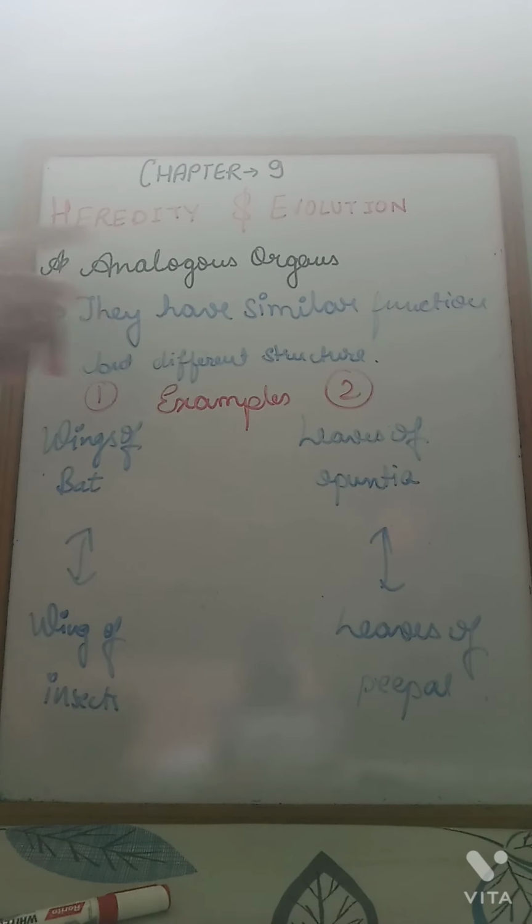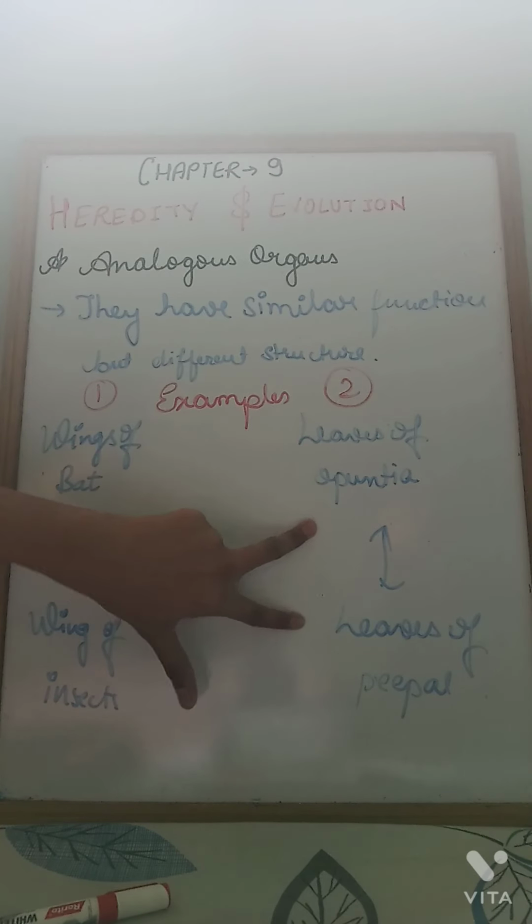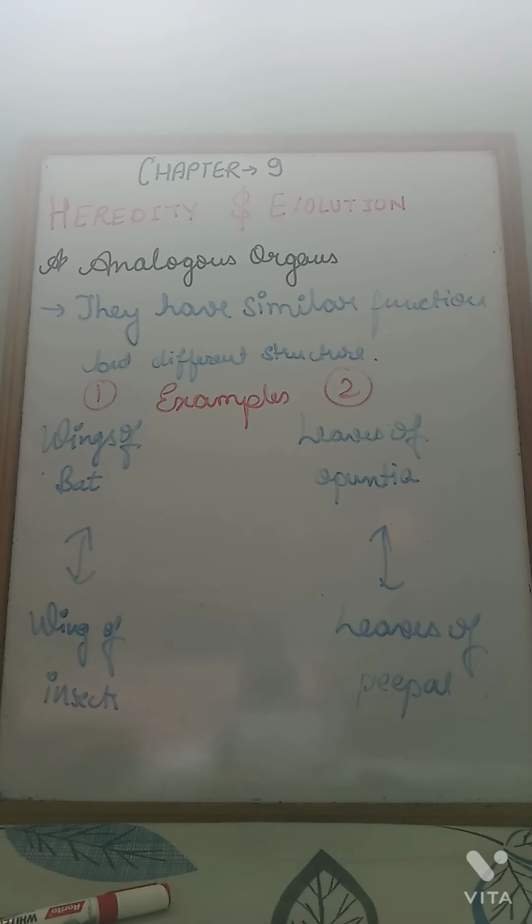Secondly comes the analogous organs. They have similar function but different structures. Example number 1, wings of a bat and wings of insects. Both are used for flying but structurally are very different. Leaves of Opuntia and leaves of peepal. This is the second example. Both perform photosynthesis but leaves of Opuntia are modified stem, whereas peepal leaves are normal leaves.